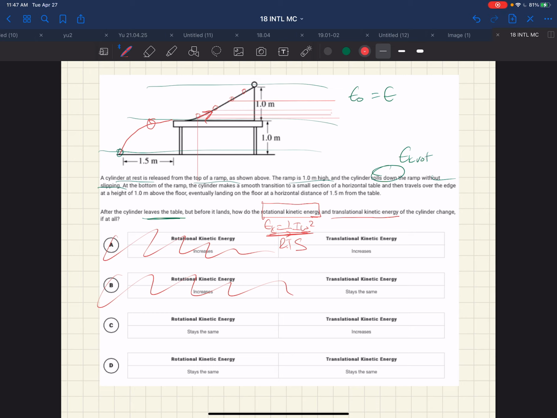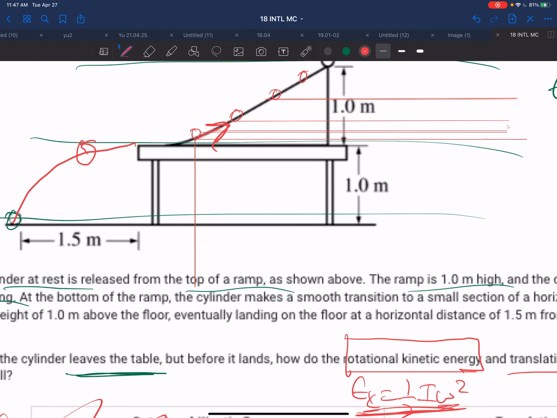Well, whatever translational kinetic energy it has at this location, we don't expect it to gain any more kinetic energy of translation because it's traveling horizontally. It's not picking up any energy from anything. Not only is the translational kinetic energy the same, we expect the rotational kinetic energy to stay the same.